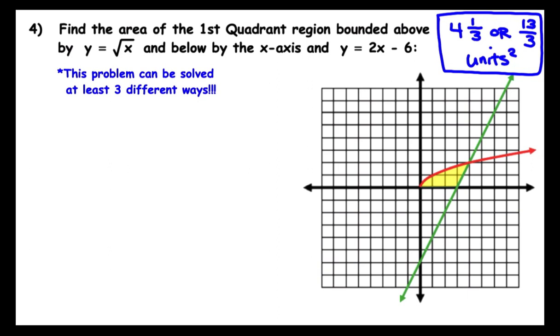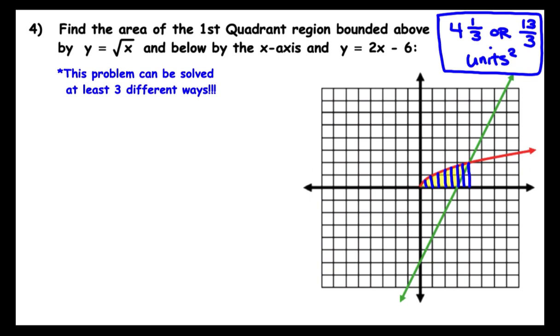Again, we already know that the answer is going to be 13/3, or 4 1/3 square units. This time around, maybe we ought to just ignore the green for a second and just go with the red. And what I mean by that is just go red minus x-axis, red minus 0, red minus 0, and just keep going red minus 0 all the way to here.